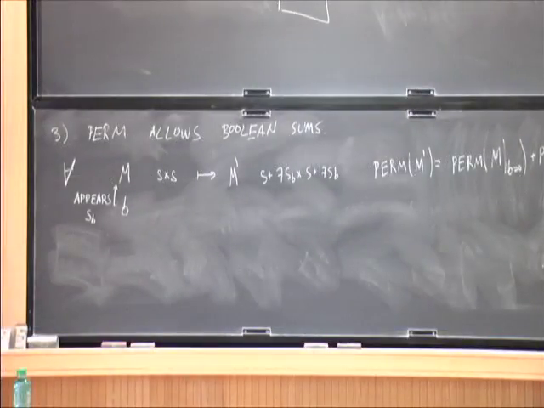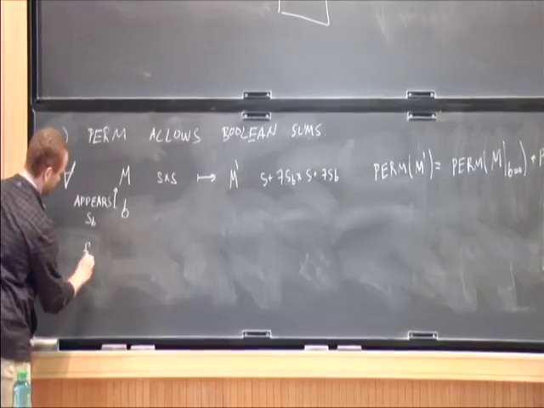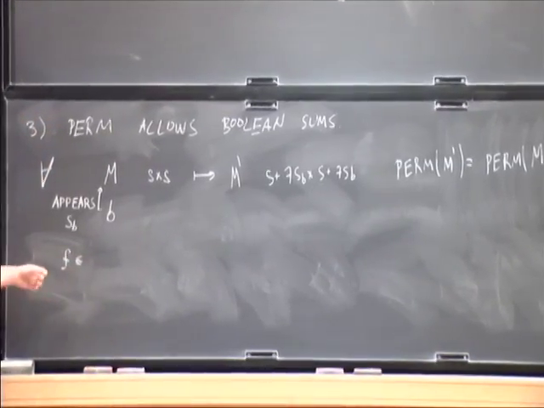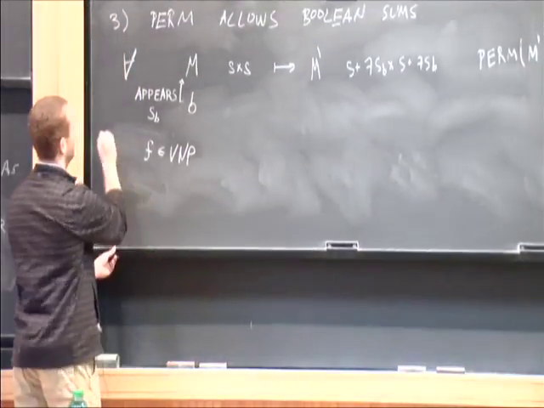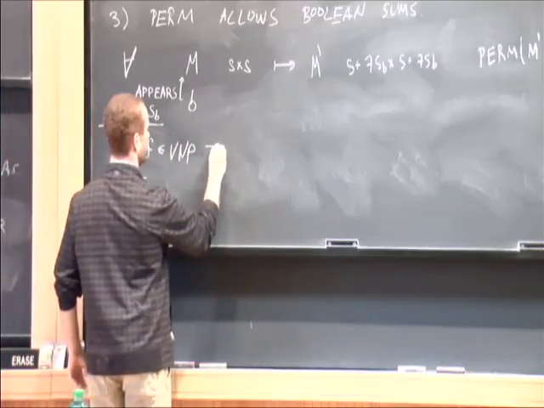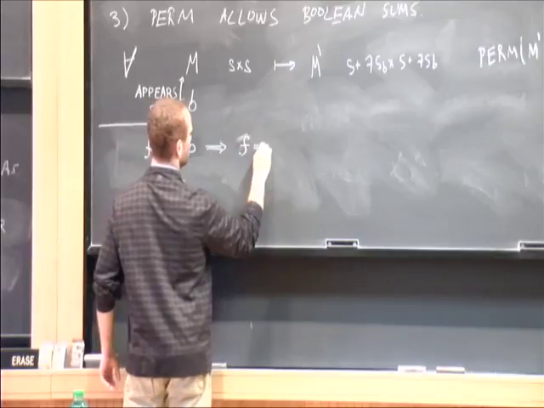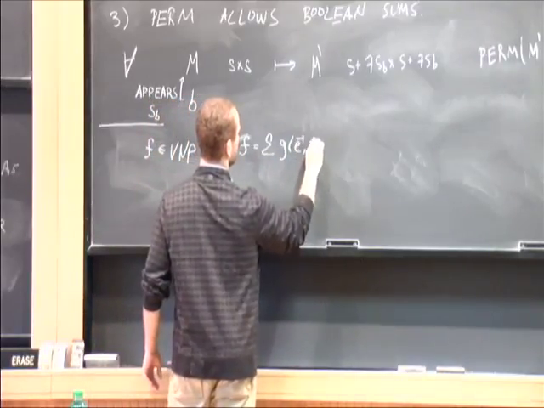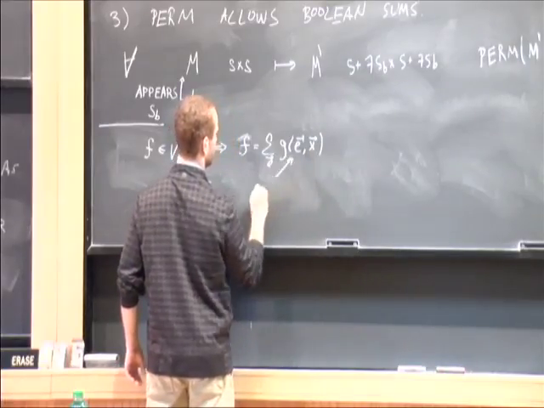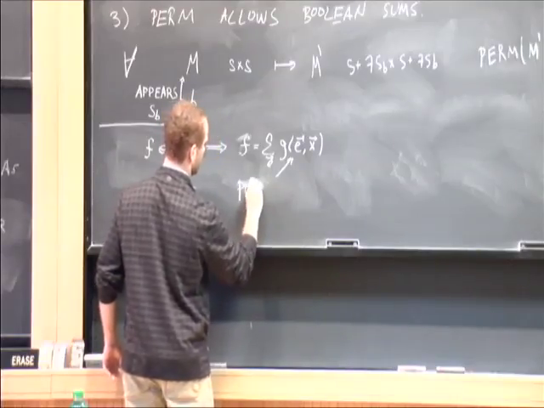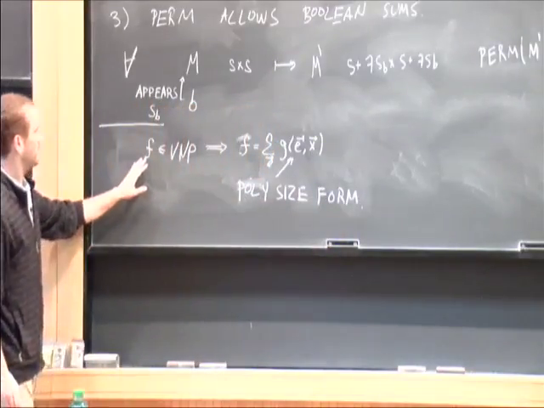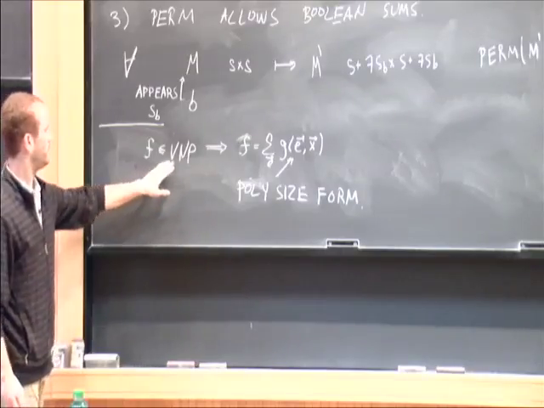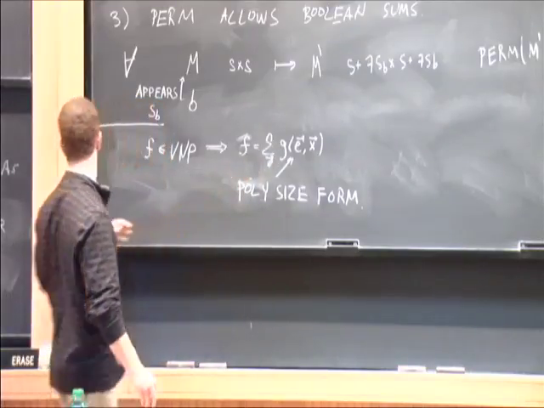Okay, so how do these three things imply the completeness of the permanent? So let's take some f, I will lose the sub n. We'll think of a polynomial as a family of polynomials. So let's assume that f is in VNP. This implies that f is a sum. So we take a polynomial in VNP, we write it as a Boolean sum over a formula due to the first step.